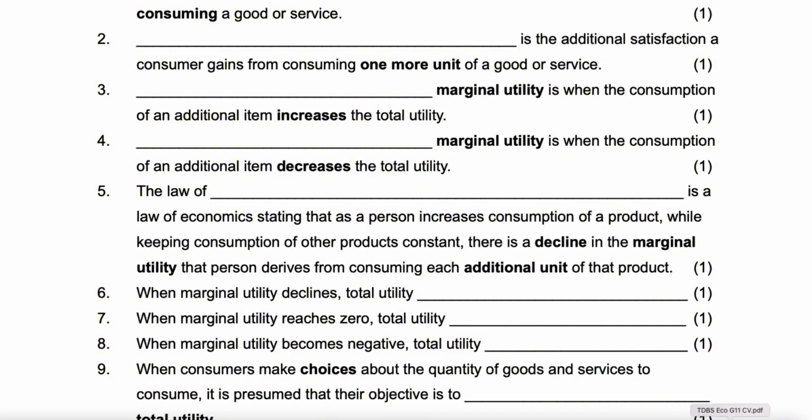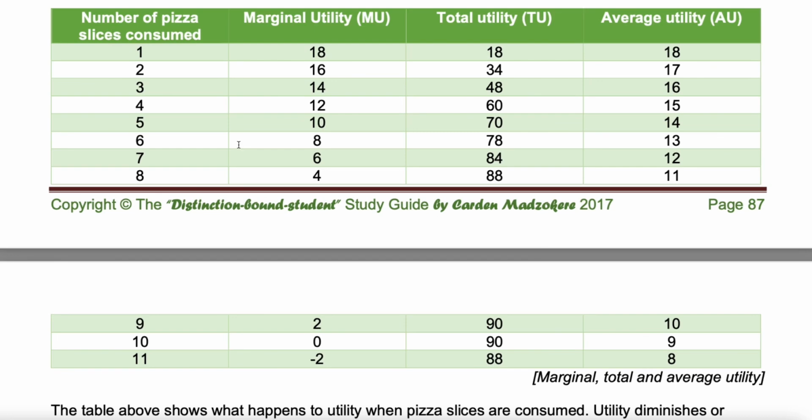Let me show you what we're talking about. Okay, so this is the number of pizza slices consumed. As we increase consumption, do you see what happens to marginal utility? It diminishes. So before eating pizza, marginal utility is 0. The first slice would be 18. So a person would want to pay money for it, then 16. But do you see what's happening there? It diminishes. But let's look at total utility.